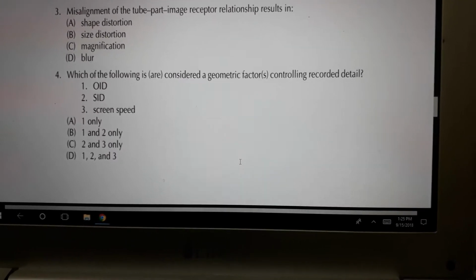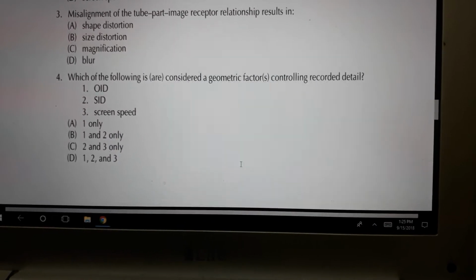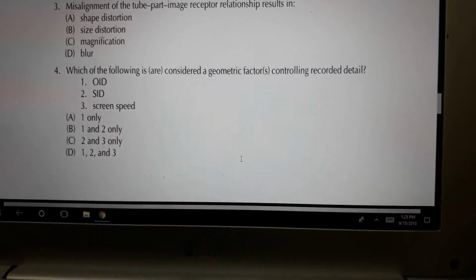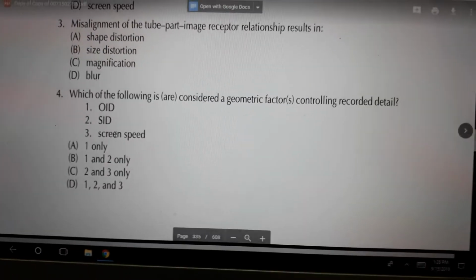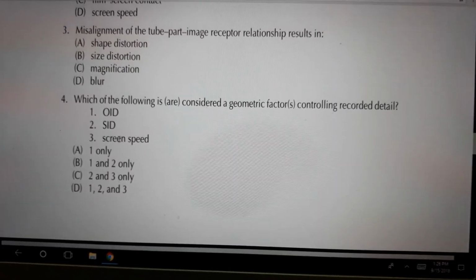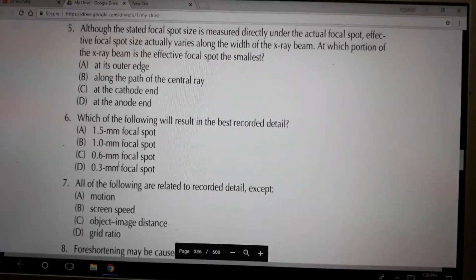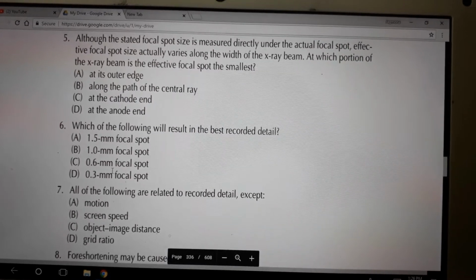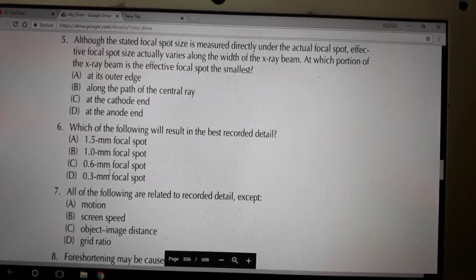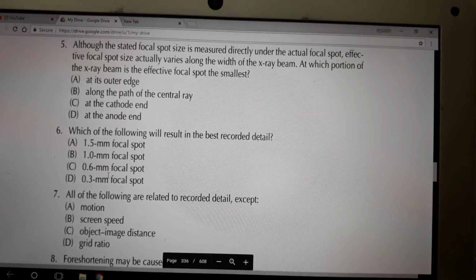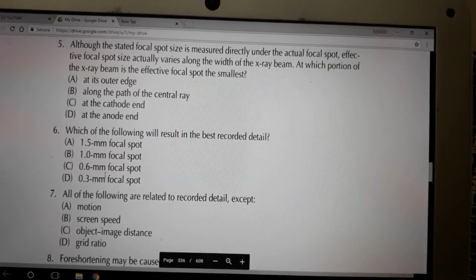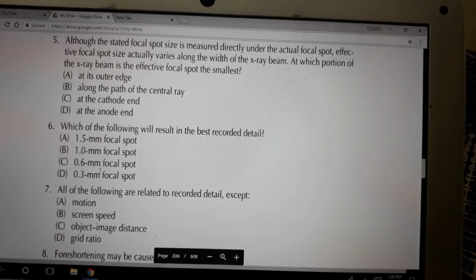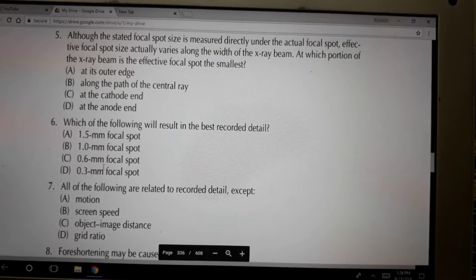Which of the following is considered a geometrical factor controlling record detail? The answer is OID and SID. Although the stated focal spot size is measured directly under the actual focal spot, the effective focal spot size actually varies along the length of the X-ray beam. At the position of the X-ray beam, the effective focal spot size is smallest at the anode end.